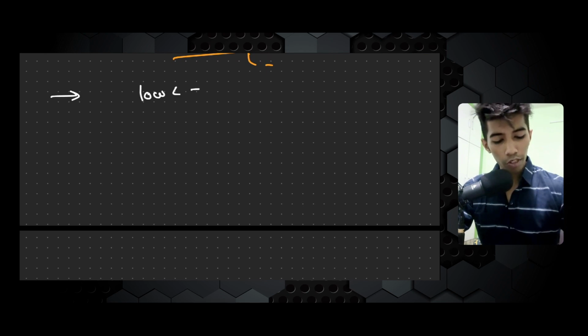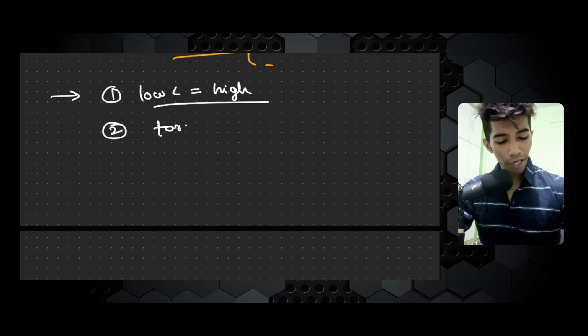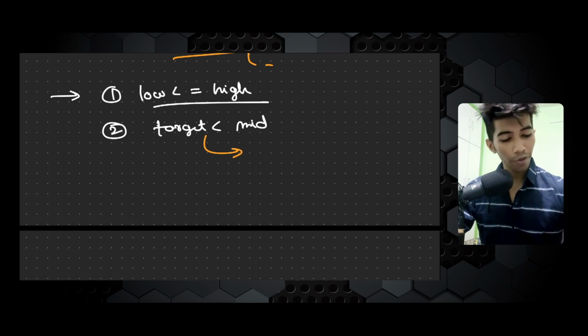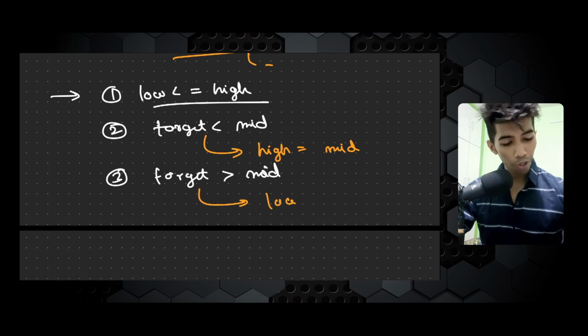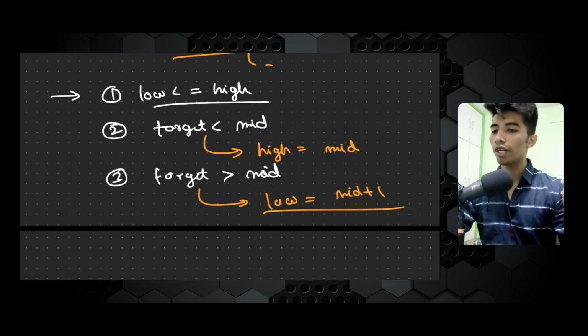So you have to remember two to three things. First, you have to keep on searching until your low is lesser than or equal to your high. Next, whenever your target value is lesser than mid, you have to shift your high pointer to mid minus 1. And when your target value is greater than mid, you have to shift your low pointer to mid plus 1. That's very simple logic, guys, and you can understand it in no time.